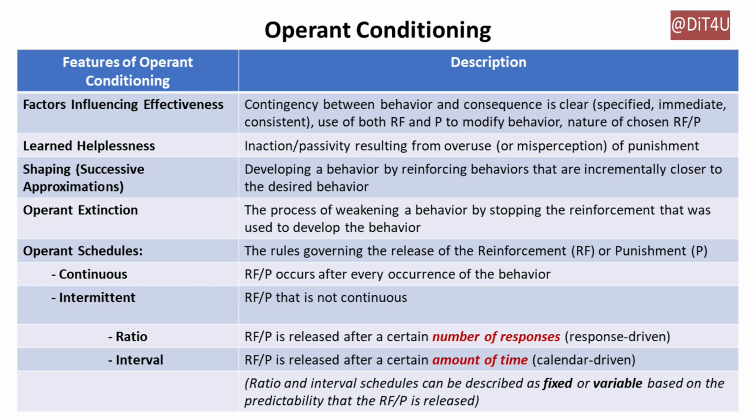Ratio and interval schedules can be described as fixed or variable based on the predictability that the reinforcement or punishment is released. Fixed means at definite intervals or definite numbers. Variable means you just don't know when it's going to happen. It's very unpredictable. I think we have examples for those in the next one.